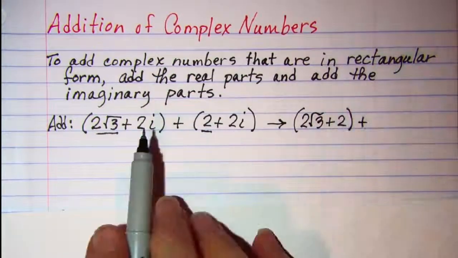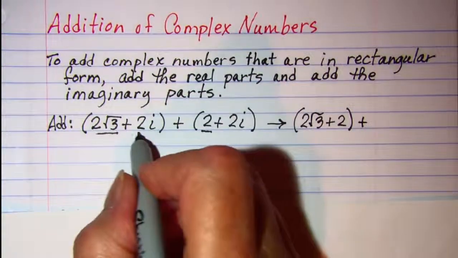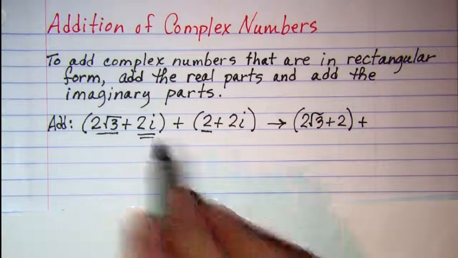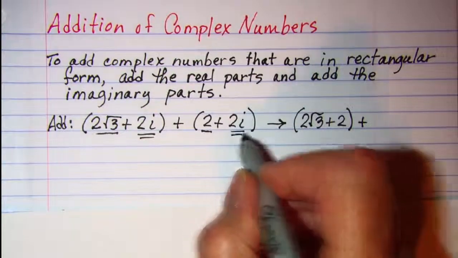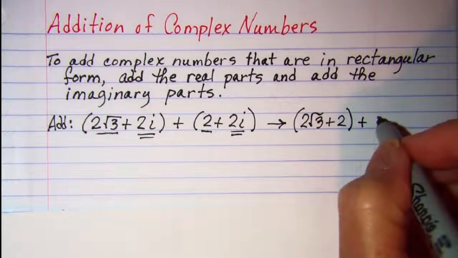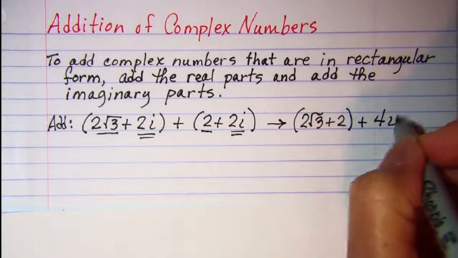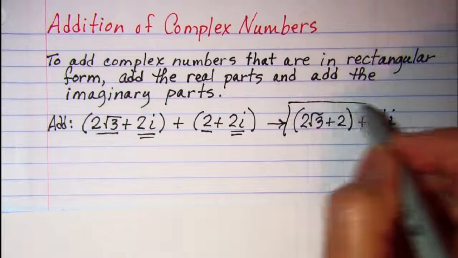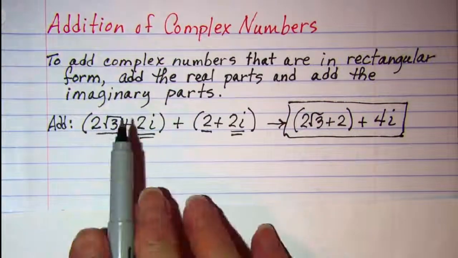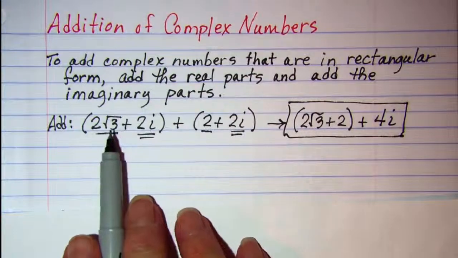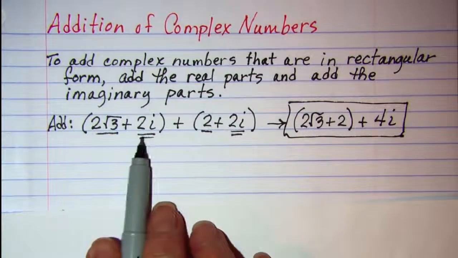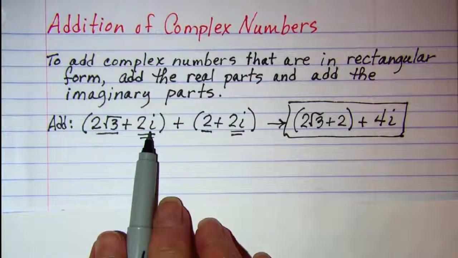Then, after you've done that, you add the imaginary parts. So the imaginary part for the first number is 2i, and the imaginary part for the second number is also 2i. So when we add those, we have 4i. And that's our answer. You can also think of this as combining like terms, because the imaginary ones have the i component.